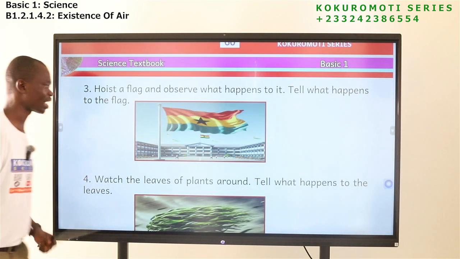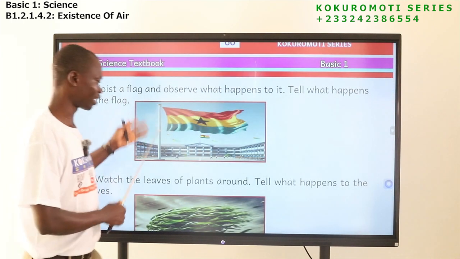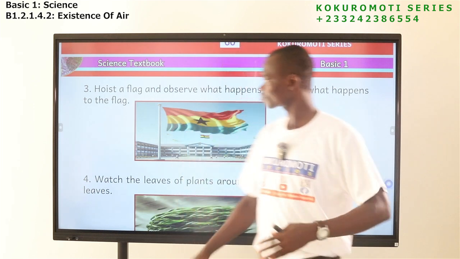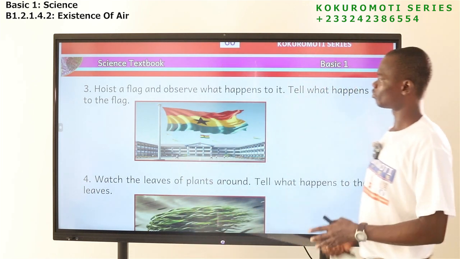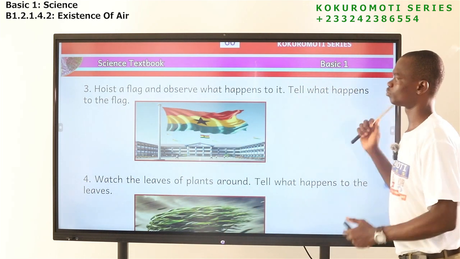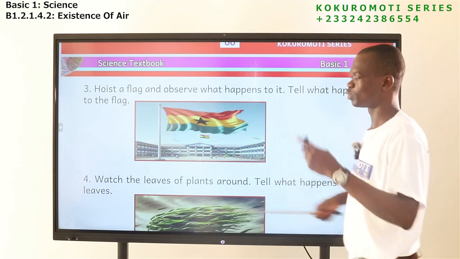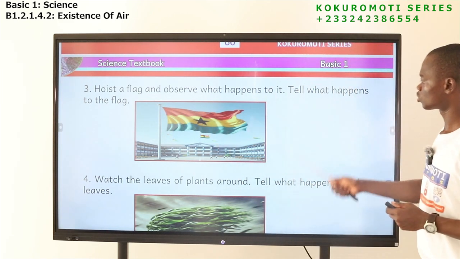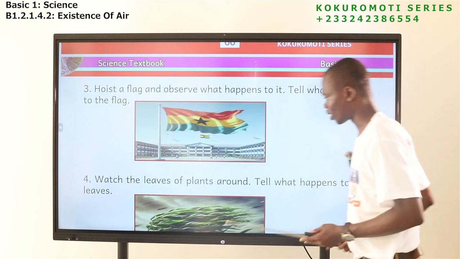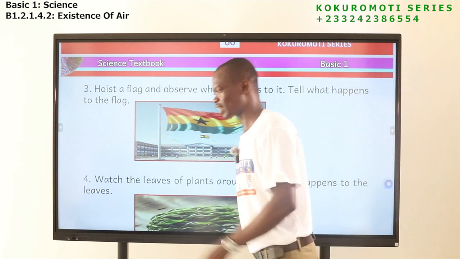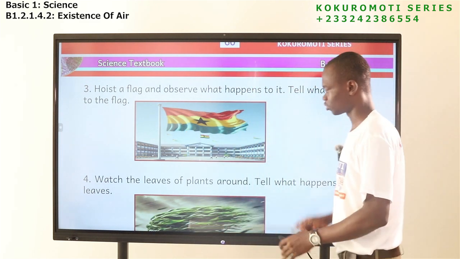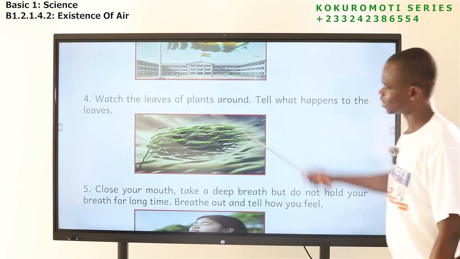Now let's come to this side. Your school has a Ghana flag and then a school flag. When you hold them, you see that the air will be what? Blowing. And because of that, the flag will also be moving. So this also shows that air is everywhere in our schools, inside the classroom, outside the classroom. Air is everywhere.